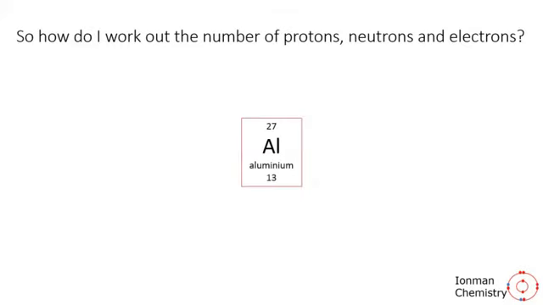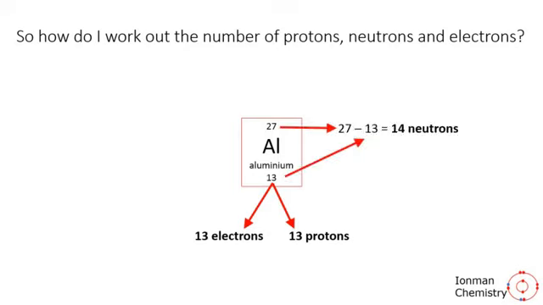So, how do you work out the number of protons, neutrons and electrons? Well, the bottom number is the protons, so aluminium has 13 protons. It is also the number of electrons because the protons and the electrons have to be balanced in an atom. And if we want to work out the number of neutrons, we do the mass of the atom, take away the mass of the protons, which equals 14.